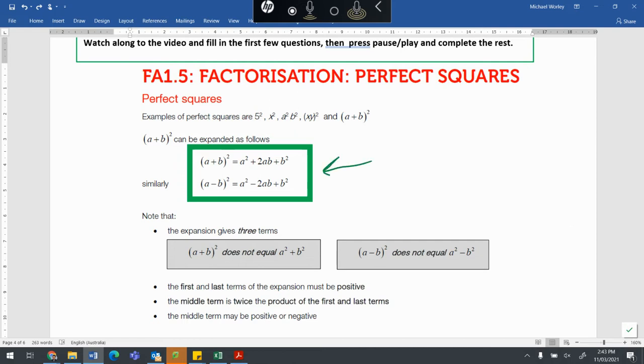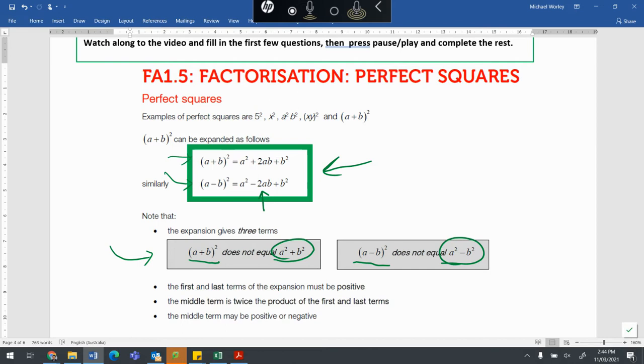So these here are our perfect squares expansion laws. We can see we've got (a + b) all squared and (a - b) all squared. Do you notice here that (a + b) squared does not equal a squared plus b squared? And same, (a - b) squared does not equal this. There's a middle term. The middle term is twice the product of the first and last terms.